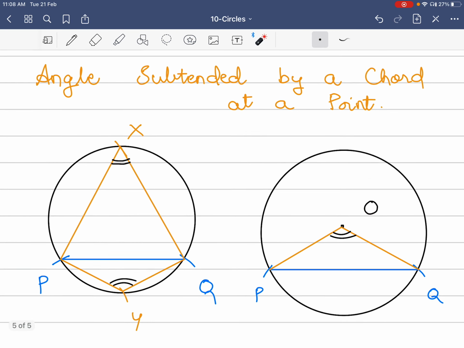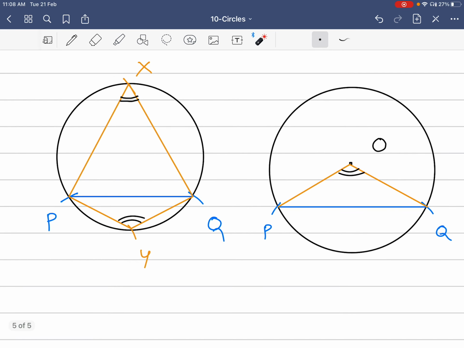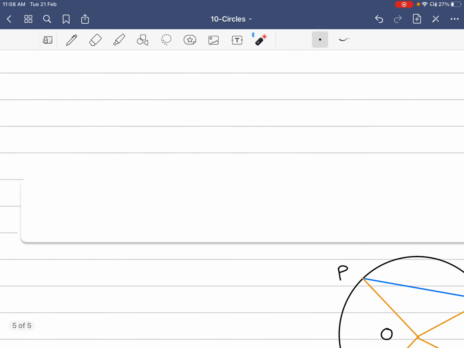Once again, quickly, what is this concept of the angle subtended by a chord at a point? There are two possibilities. Either the point is on the circle, like X and Y, so this becomes that angle, or another possibility is that the point is the center of the circle, so this becomes the angle subtended by the chord at the center of the circle. Next, we are going to see a very interesting theorem related to the scenario where the chord subtends an angle at the center of the circle. So let's come down here.